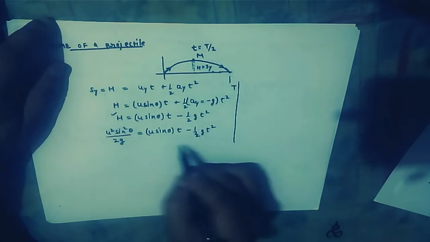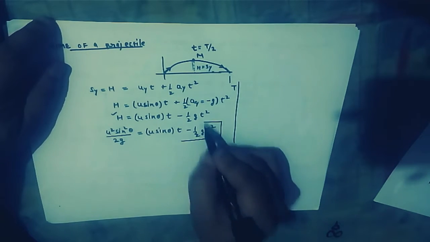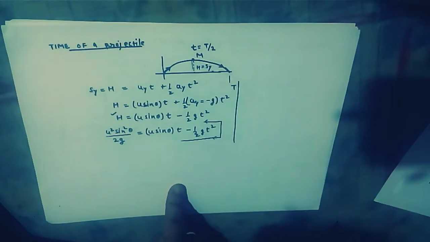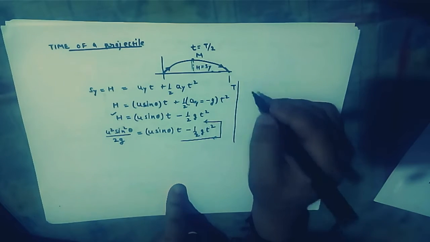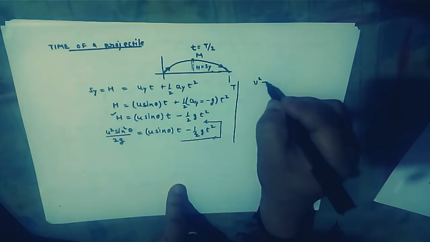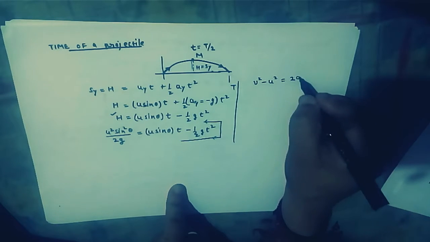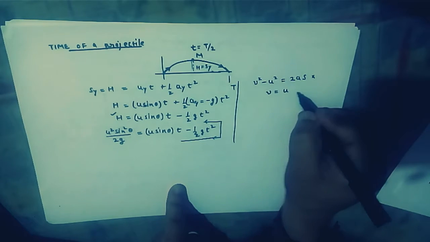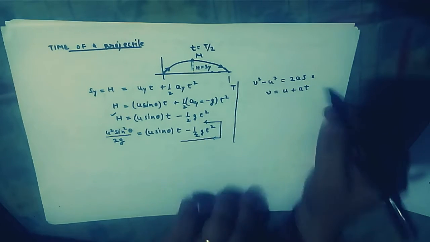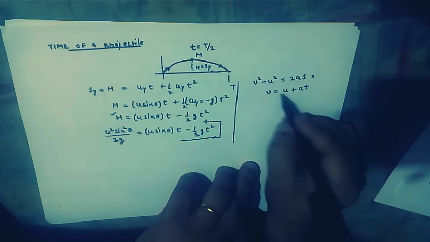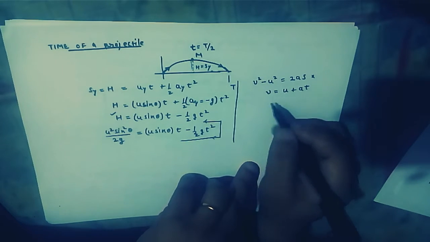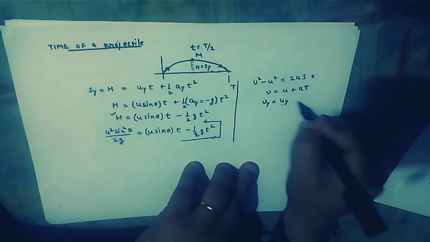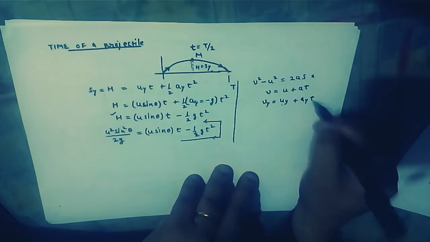Well, this is a bit difficult to find the value of T here. So we can find this time by using another formula. What is this? That is v squared minus u squared is equal to 2as. So that is not possible. So another is v is equal to u plus at. Here we know the velocity along the y-axis: the initial velocity along the y-axis plus a_y into t. So here you can find out the velocity.